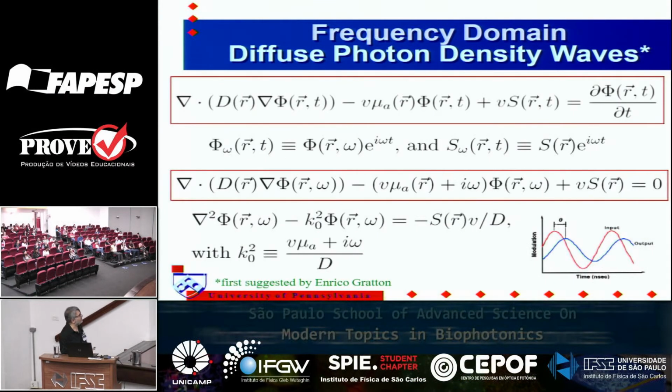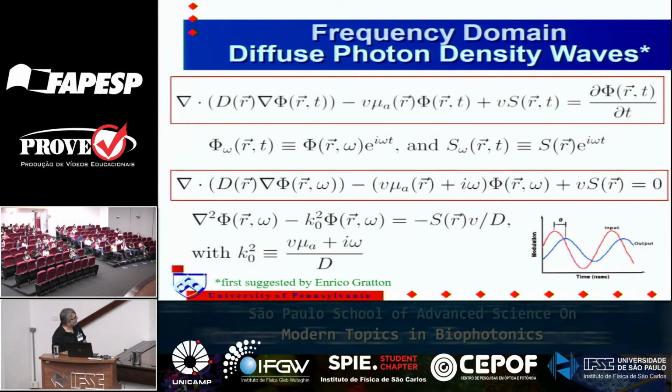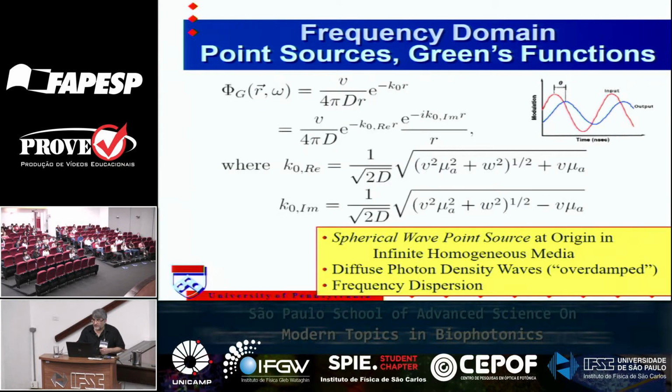So if I take this diffusion equation, I stuff these in here, I can rewrite it like an equation that will give me a wave, but it's an overdamped wave, okay? If you like, the wave vector depends on both the absorption, the diffusion constant for light, and this frequency. And so let's look at that a little bit more carefully. It's basically the point source, or the Green's function solution to the diffusion equation in the frequency domain.